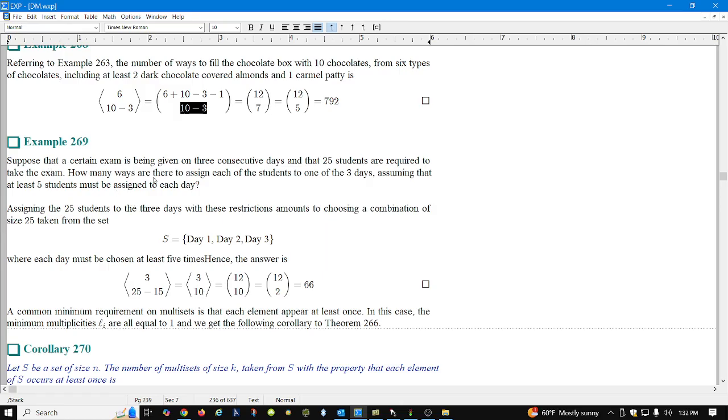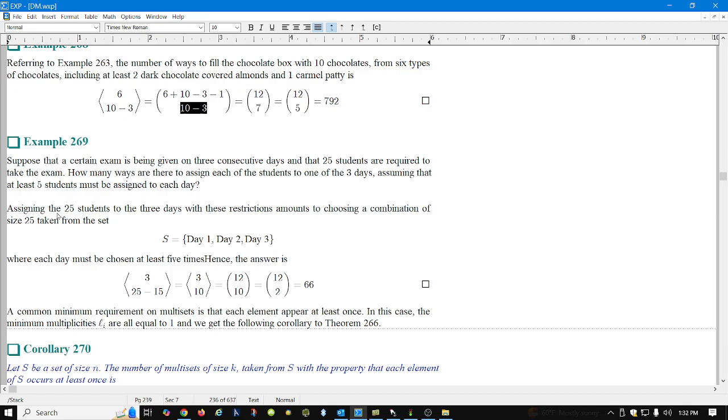Suppose that a certain exam is being given on 3 consecutive days, and 25 students are required to take the exam. In how many ways are there to assign each of the students to one of the 3 days, assuming that at least 5 students must be assigned to each day? So you want to make sure that on no day there aren't enough students to bother to monitor, give the test.